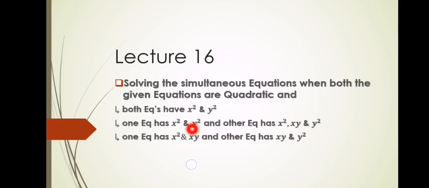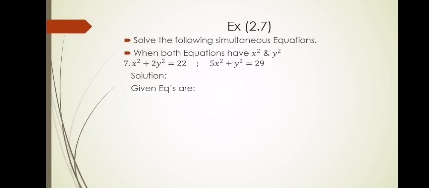The important thing to be observed over here is that we are going to transform or convert this particular system of equations into this one, that is, we will have to convert it into the equation which must have x square, xy and y square. So let's start the solution related to condition number 1, that is, we are going to solve the simultaneous equations when both the given equations have x square and y square.